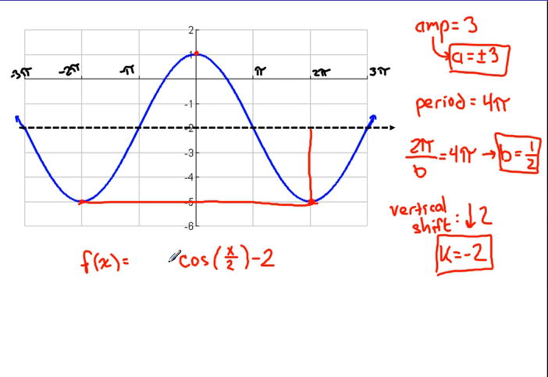Now, our a, we said, is either positive or -3. Since cosine normally has a maximum when x is 0, which is what we see here on our graph also, we know there hasn't been a reflection. If there was, our first point would have been a minimum. So since there's been no reflection, we're going to take the positive a value for this particular graph. And all said and done, this is our final answer. Our f of x is equal to 3 times the cosine of x over 2 minus 2.